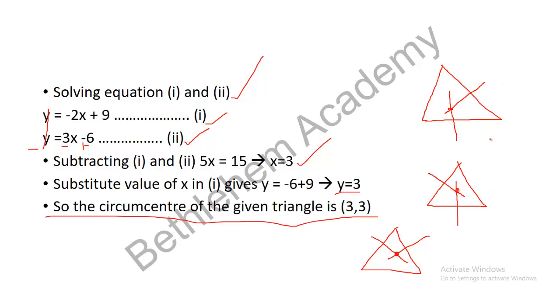So this is how we calculate the circumcenter of a triangle when we are given the coordinates of the vertices A, B and C.